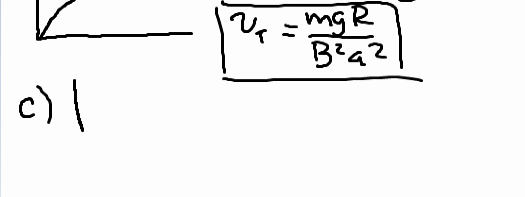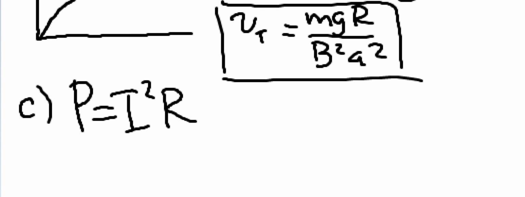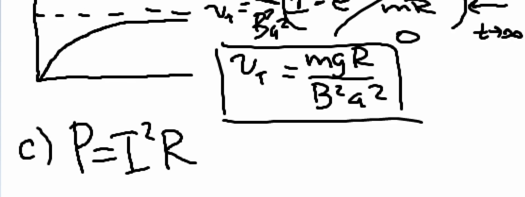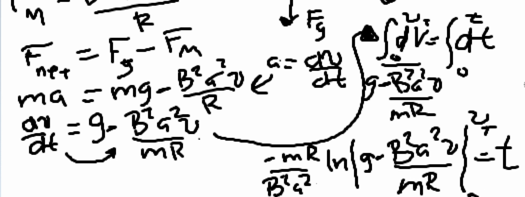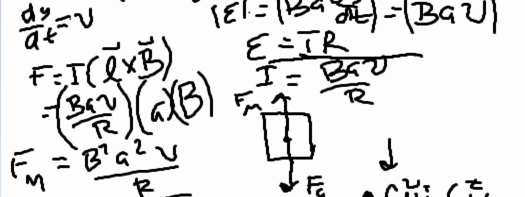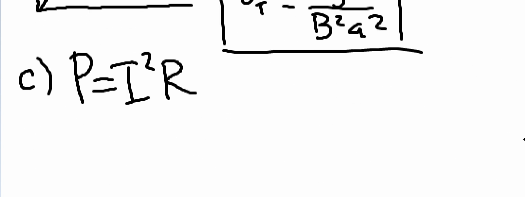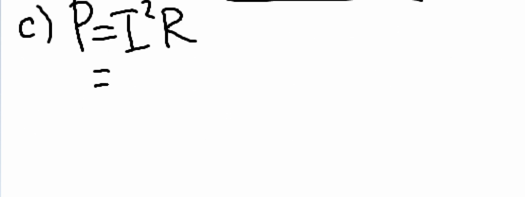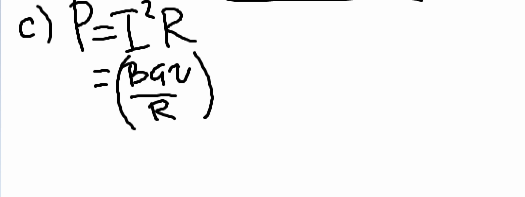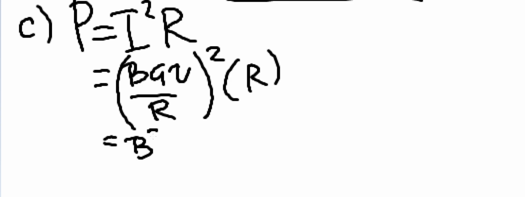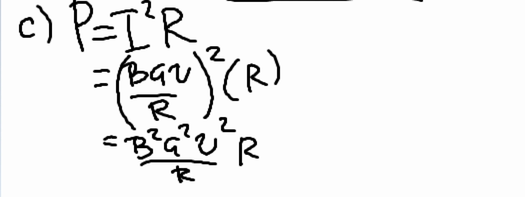Okay, so all we have to do here, we've done all the heavy lifting, is P equals I squared R. That's it. And we have I. We have defined I, and I is here, BAV over R. So let's plug that in. BAV over R squared times R. And that is going to give us B squared A squared V squared over R squared times R.